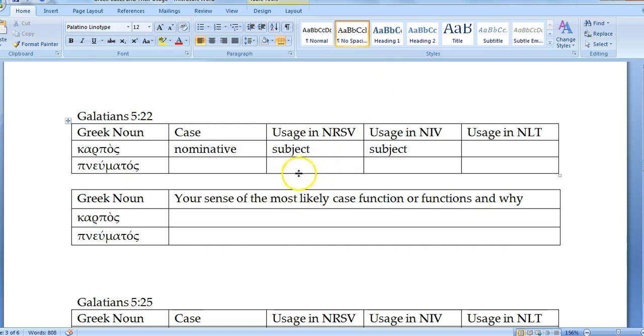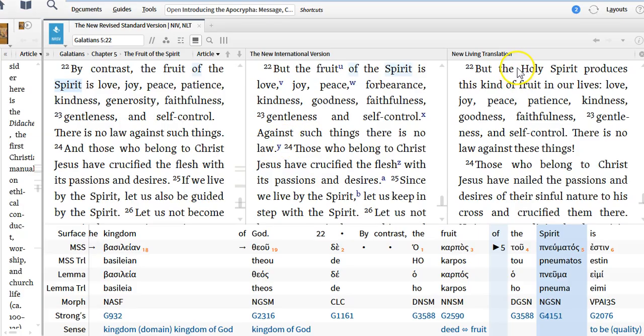Really do not have clear clues, I think, in either the NRSV or the NIV, but the NLT does commit to a very specific understanding of the Spirit as a genitive indicating producer or source. The Holy Spirit produces this kind of fruit in our lives. And then the list comes.